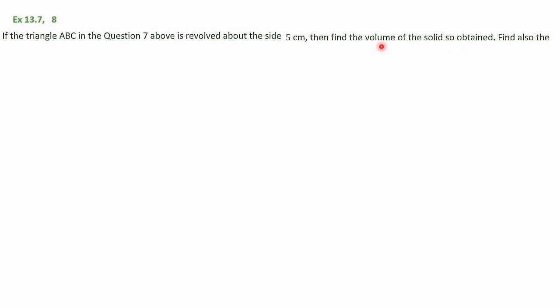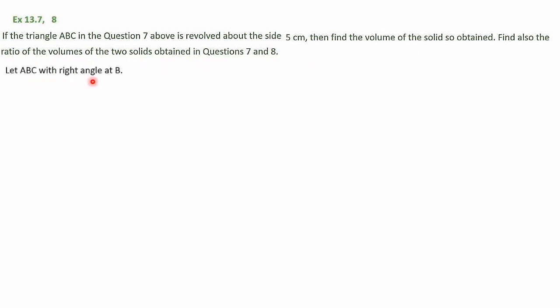The solid so obtained is called the cone. And whichever side we are revolving about, that comes as the height. The other side will come as the radius. Then find also the ratio of the volumes of the two solids obtained in question number 7 and 8. In the two cases, we have to calculate the ratio of the volumes.